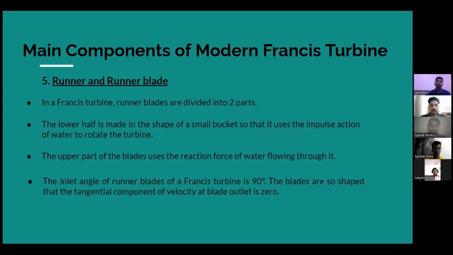The runner blades have two parts. The lower half is made in the shape of a small bucket to rotate the turbine by using the impulse action of water, while the upper part of the blades uses the reaction force of water flowing through it. The runner rotates through these two forces.